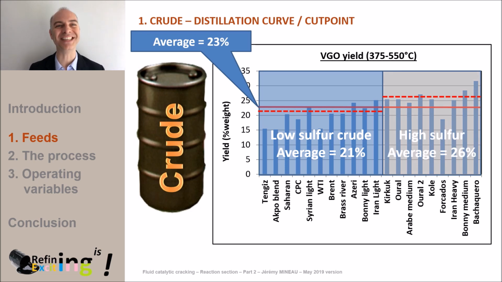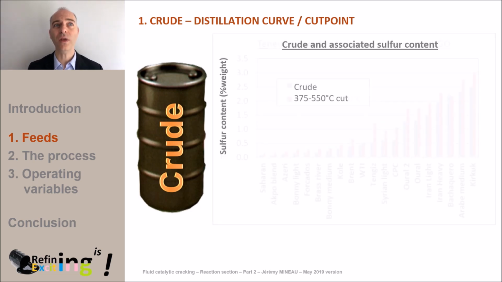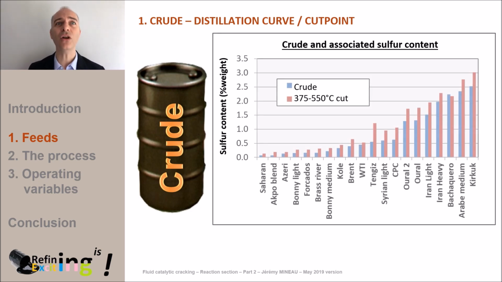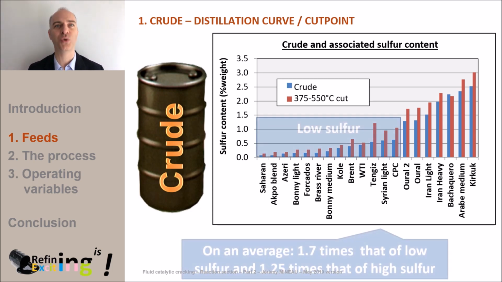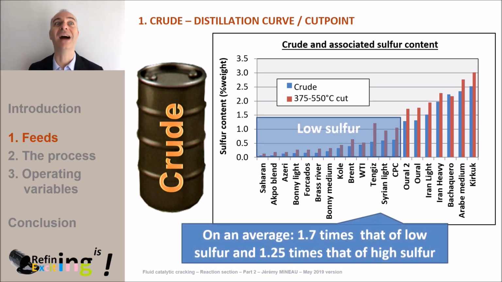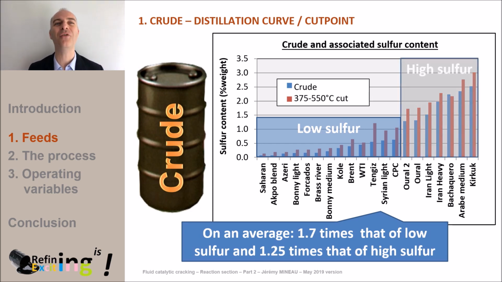With regard to the sulfur content of the VGO, it is closely related to that of the crude. As we clearly see on this graph, the higher the crude sulfur, the higher the associated VGO sulfur. On average, a low sulfur VGO has 1.7 times more sulfur than the associated crude. This value is lower, at about 1.25 times, for a high sulfur VGO. Thus, a low sulfur VGO has about 0.3 weight% sulfur, whereas the high sulfur VGO is about 2% by weight.